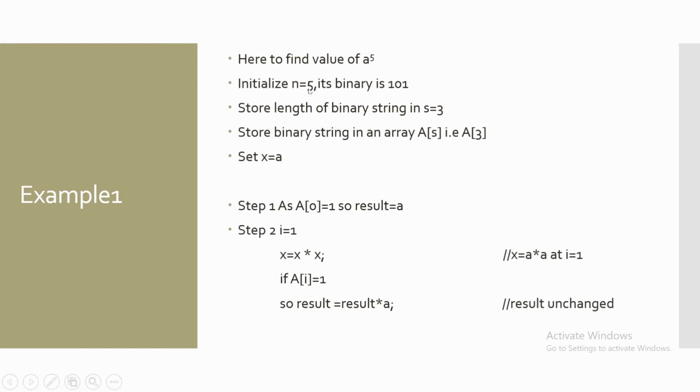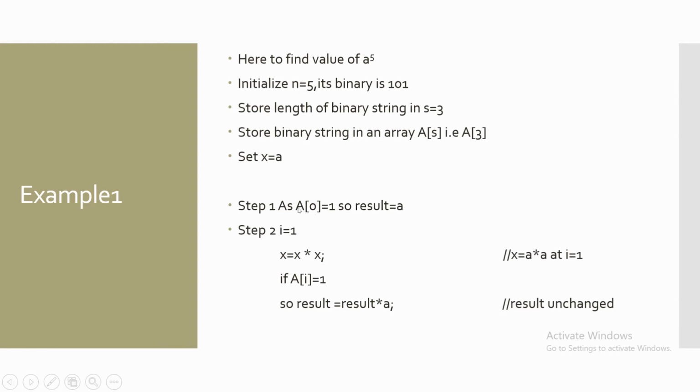Its binary, like you have done in the previous one, because the binary representation of the power helps us to evaluate it fast. So what is the length? The length of the binary is 3. So again, what I have done, I have taken an x variable here. Instead of result, I have taken one more variable x and I have stored the value of a inside that.